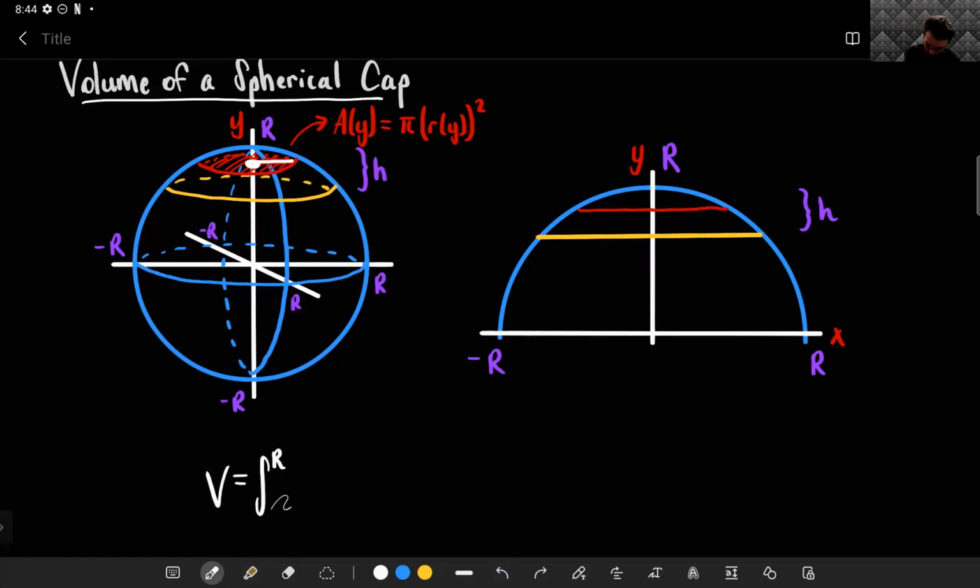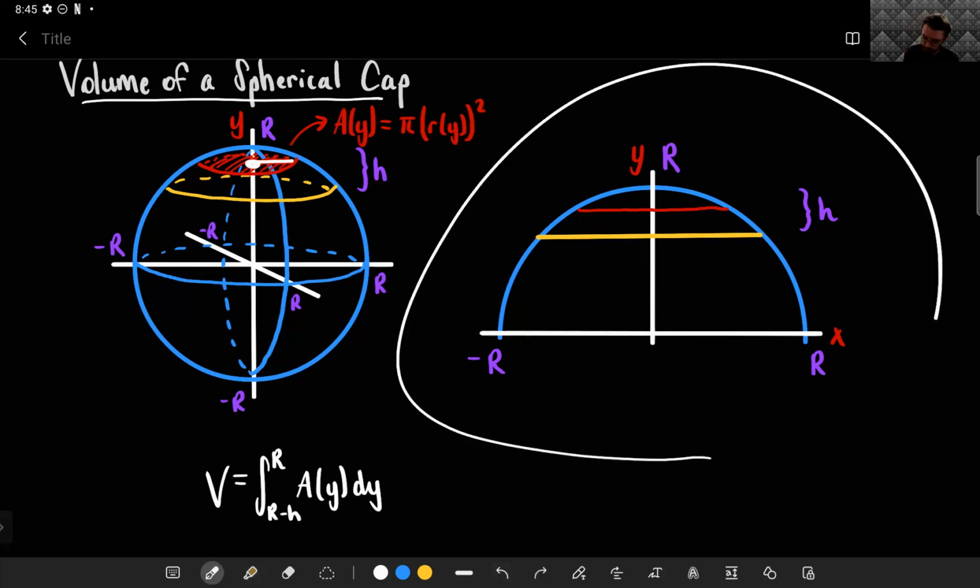So I'll start at R minus h and then integrate up until I get to capital R, which is the top of the sphere. Then the thing I'm going to integrate is just the area, and I'm doing slices along that vertical axis, which I'm calling y. So the question is, what is the area of that circle? Looking over here, we know it's pi r squared, but what is little r? Some function of y.